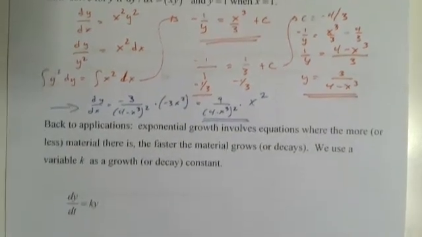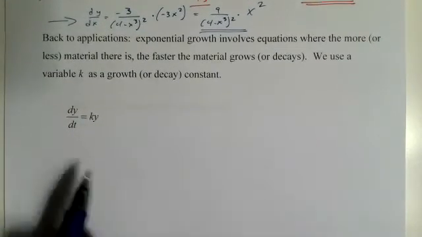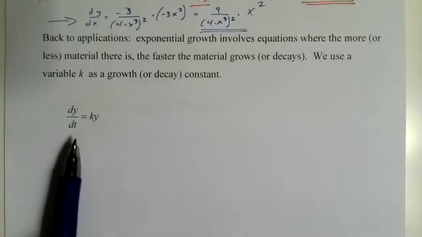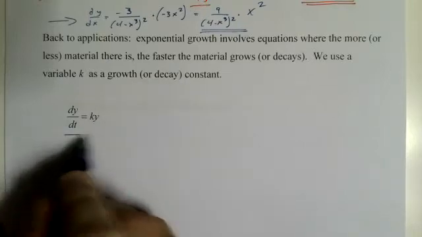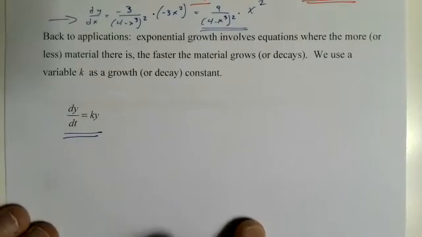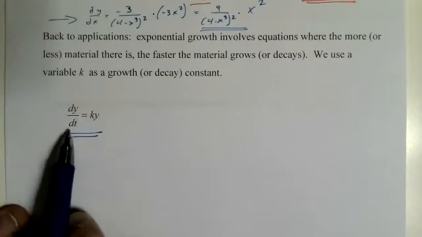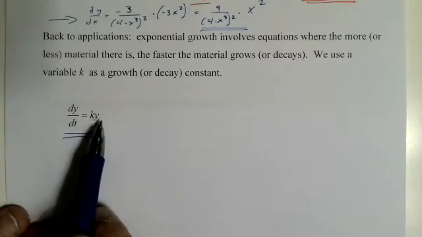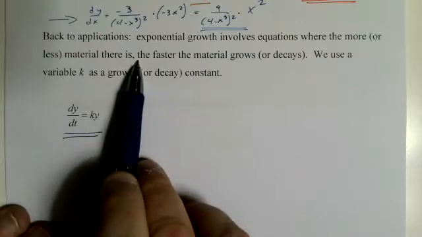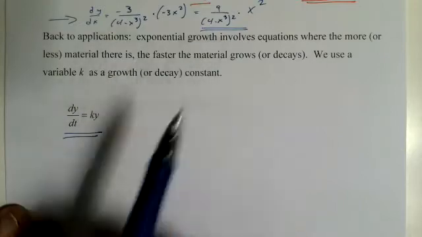Anyway, so we're going to use this technique in a little while. Notice we got a y on this side. We're going to bring the y over and the dt up. Exponential growth is right here. That's how exponential growth works. It's some constant, or the derivative of y with respect to t is ky. The more material there is, the faster it grows or decays. The slower, yeah, you get the idea.